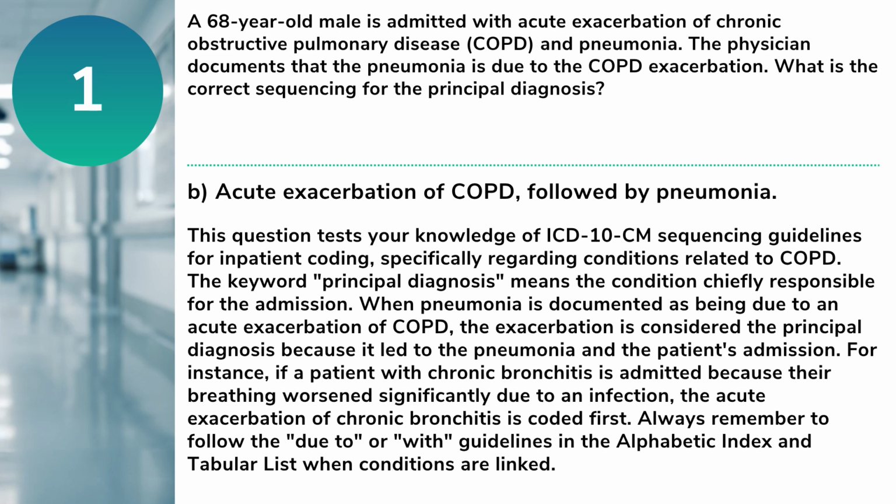For instance, if a patient with chronic bronchitis is admitted because their breathing worsened significantly due to an infection, the acute exacerbation of chronic bronchitis is coded first. Always remember to follow the "due to" or "with" guidelines in the alphabetic index and tabular list when conditions are linked.